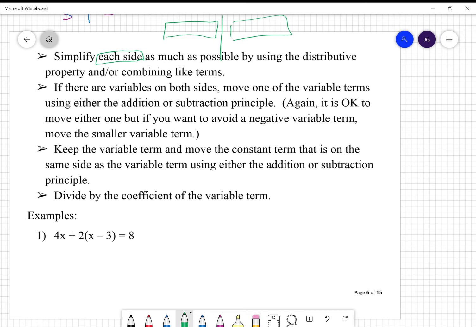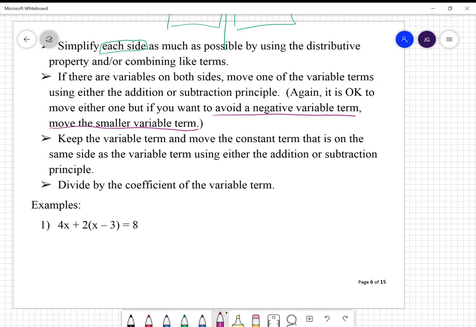In any of the examples we've done so far, we haven't needed to do that first step. We've done the second step. If there are variables on both sides, move one of the variable terms using addition or subtraction. Okay, it's okay to move either one, but I've been showing you how to avoid negative terms. To do that, you move the smaller variable. Then I'm going to have a variable term and a constant if there is one. I move that constant by adding it or subtracting it, and then I divide. So let's do some more examples.